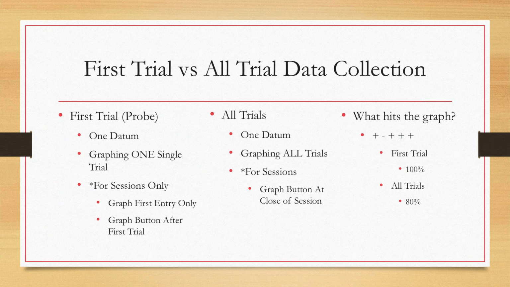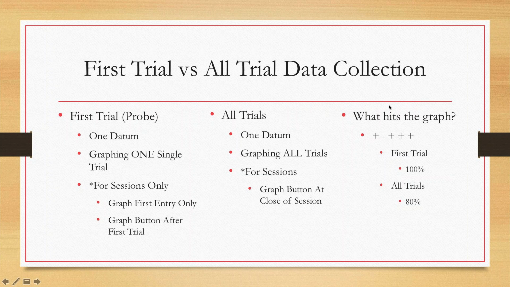So for first trial, so probe data, you're taking your first trial, you want that to hit the graph. So either the learner got it right or they got it wrong. In sessions, and we'll address this too, that's when you use that graph first entry only button. And then once you take that first trial, you'll hit your graph button and you're all golden. The distinction is that for all trials, you still get your one datum, but you're not having to hit the graph button manually. All you have to do is take all of your trials, and then at the end of the session, you're able to close it out.